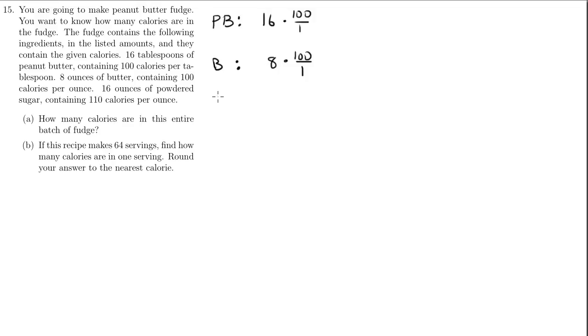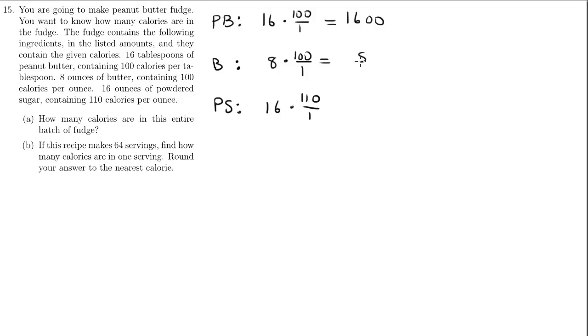And then, let's see here, 16 ounces of powdered sugar containing 110 calories per ounce. Oh, maybe not. 16 times 110 per 1. Sticking it over 1 would be something like 16 tablespoons with 200 calories per 2 tablespoons, which if you look on the back of a jar of peanut butter is what it tends to be. How many calories are in the entire batch? Well, this is going to be 1600.